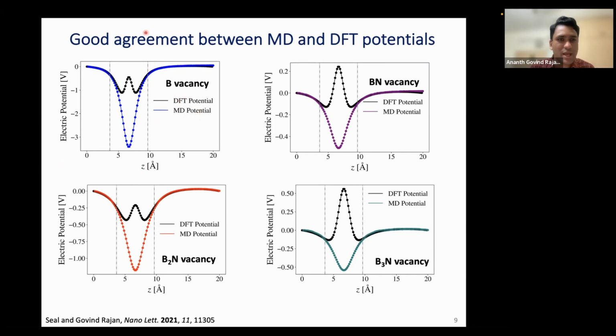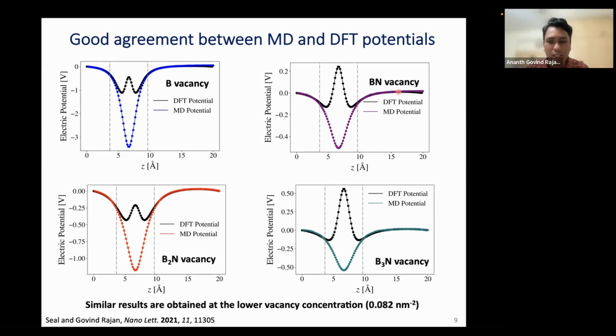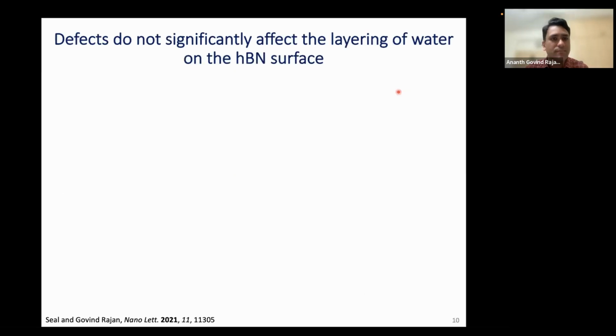Now, why this 3 angstrom distance is important is because, of course, closer than that you have charge penetration effects and overlap of orbitals. You can't really reproduce what is going on there with partial charges. And the other thing is that the Lennard-Jones part of the potential on water really prevents water from coming closer to the sheet than 3 angstroms. So we are kind of good by just mapping the electric potential in this place and then matching that to the DFT data. And this was also done at the lower vacancy concentration, right?